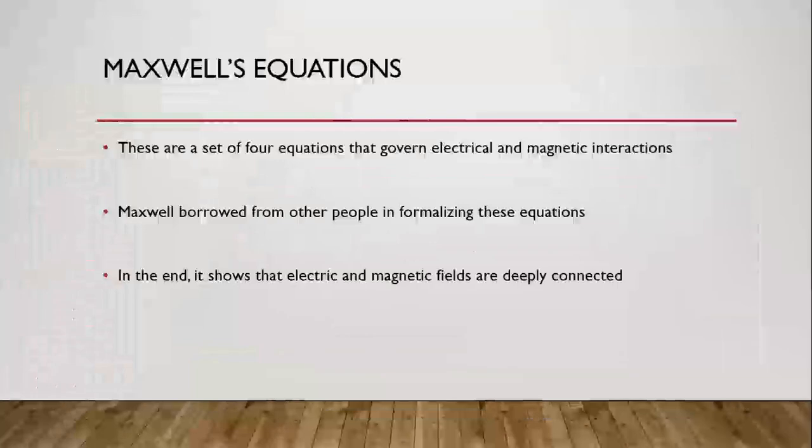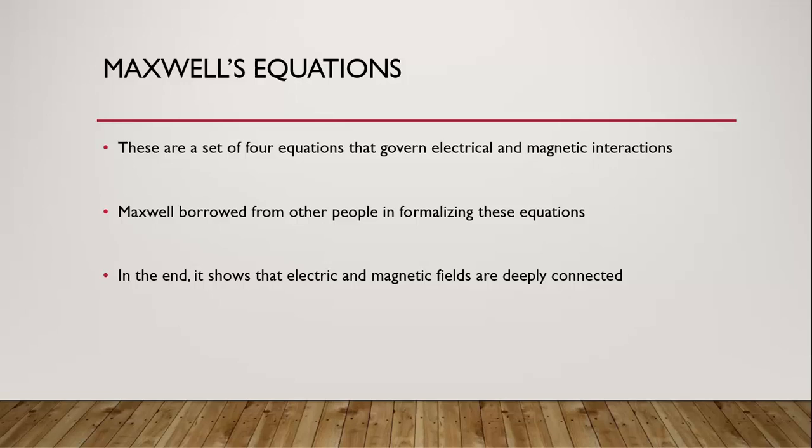So we're going to start talking about Maxwell's equations. What Maxwell's equations are is a set of four equations that govern really every type of electrical or magnetic interaction. So James Maxwell wrote out these four equations and put them in one place and said, here is how electrical and magnetic interactions work with one another.